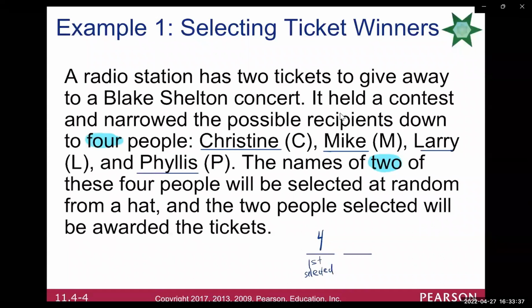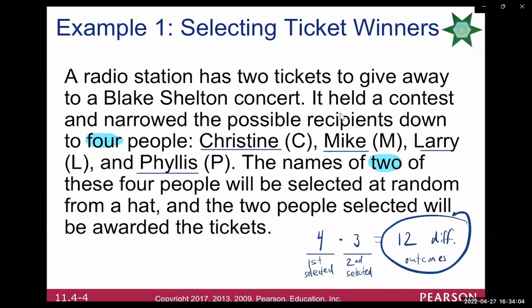So you're drawing people from a hat. So now you take out that name. How many people are left for the second winner? 3. Yeah, second selected would be 3 people to choose from. And then the counting principle is going to tell you how many different possible outcomes there are. There are 12 different outcomes.